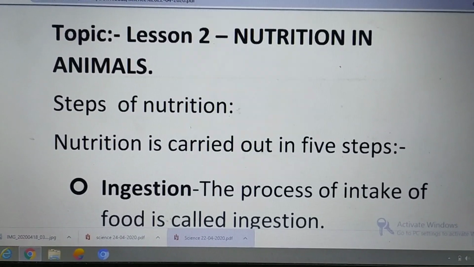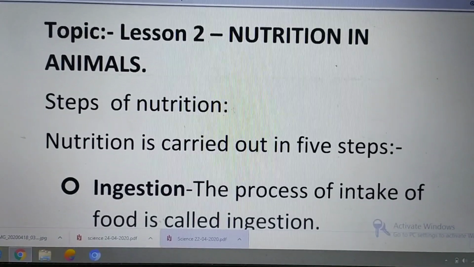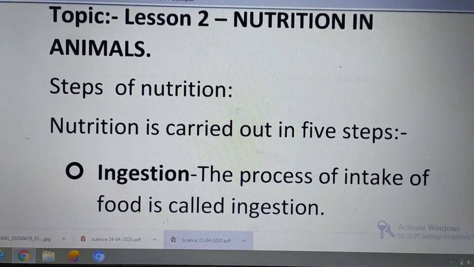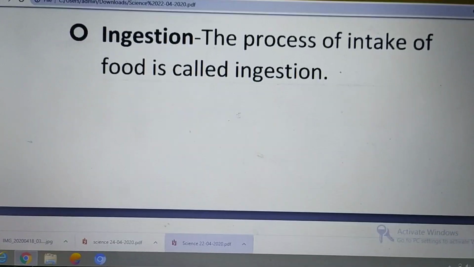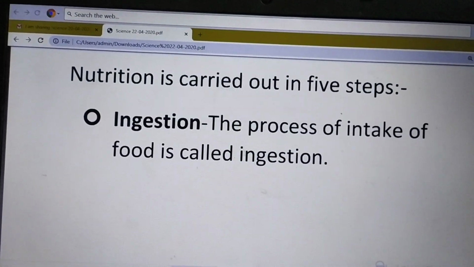Ingestion is the first step that we have already done in the previous topic, how the food is taken in by different animals, like in the case of amoeba, paramecium, butterfly. The process of taking the food into the body is called ingestion.